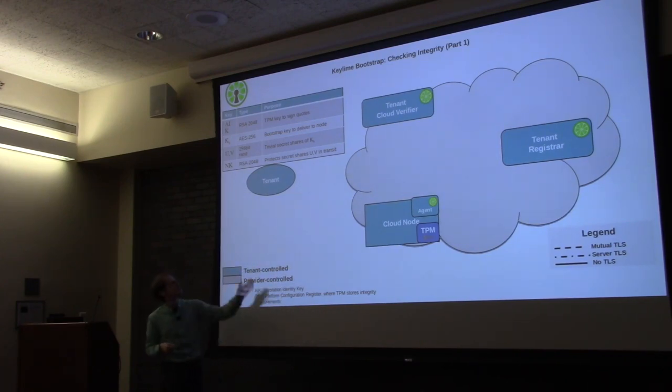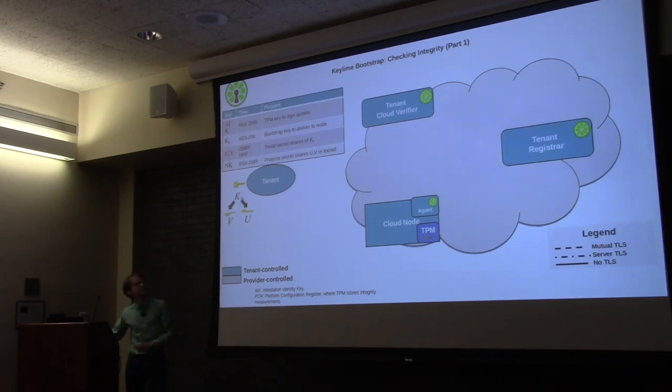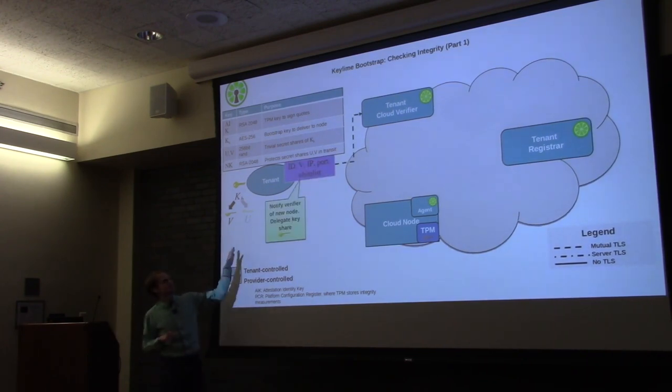All right, so now that the node has been registered with the registrar and we can trust the attestation identity keys, we need to actually share the secret key in. So again, we have a secret key. Now we're giving it a name, we're calling it the bootstrapping key. And again, the first thing we do is we split that key up into two halves cryptographically. We're calling them U and V. The first part of this process is we'll send half of that key over to the verifier to delegate responsibility to check the integrity of the node.